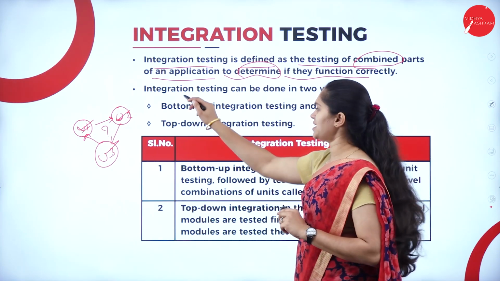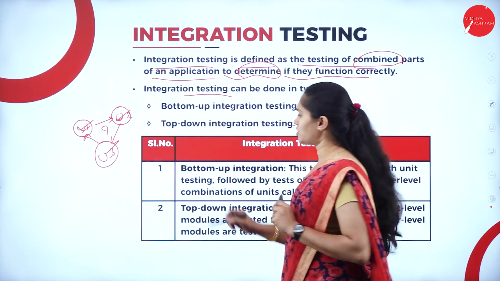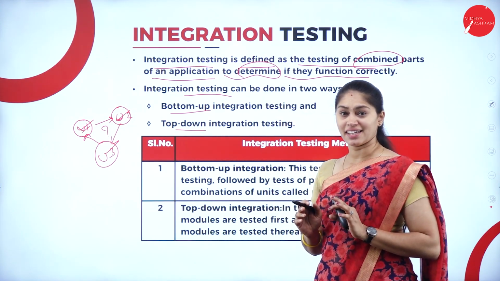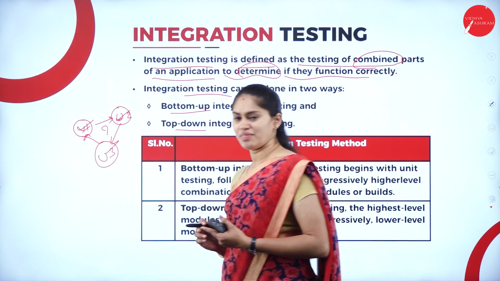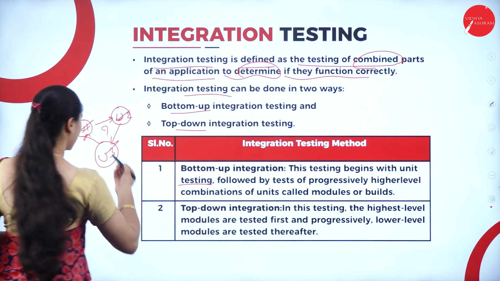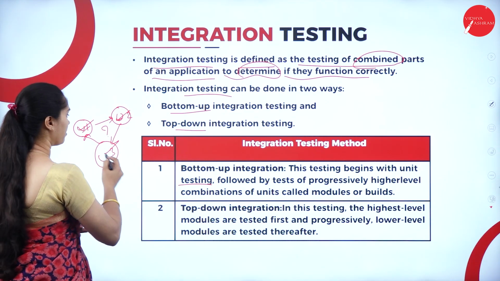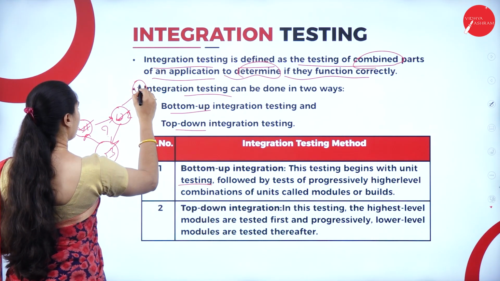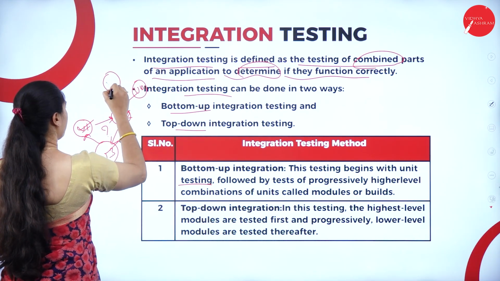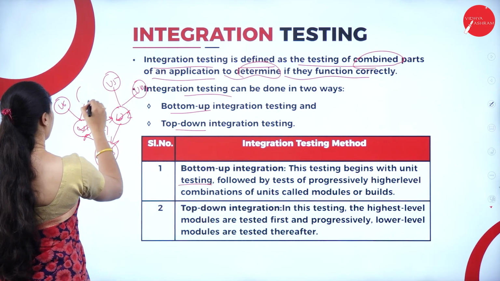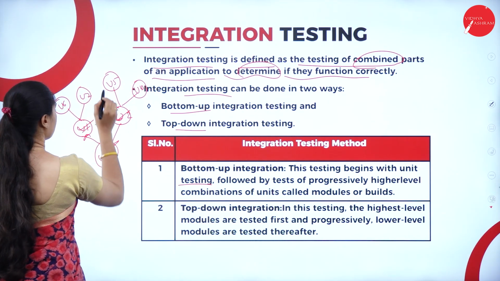In order to do this integration testing, we have two methodologies. One is bottom-up integration and the other is top-down integration. How will bottom-up integration work? It will start with unit testing. For example, here you can see we have unit 3, unit 2, unit 1, and they will be merged with unit 4, unit 5, unit 6, unit 7.